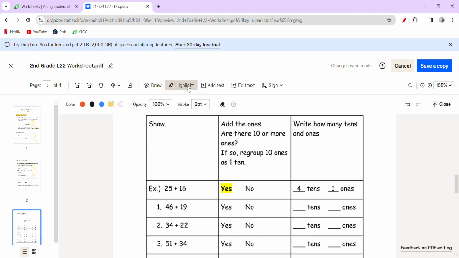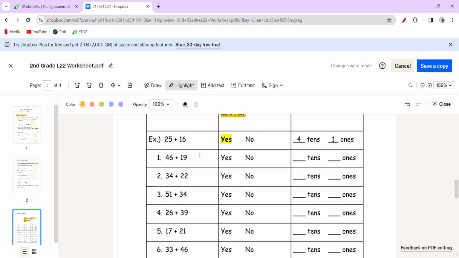And now we are going to move on to two-digit addition by regrouping. So it tells you, add the ones first. Are there 10 or more ones? If so, regroup 10 ones as 1 ten. So then you just have to write how many 10s and 1s there are.